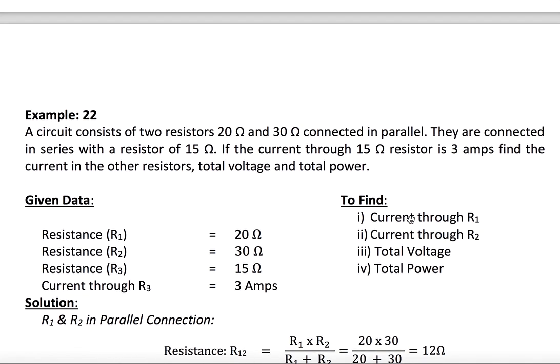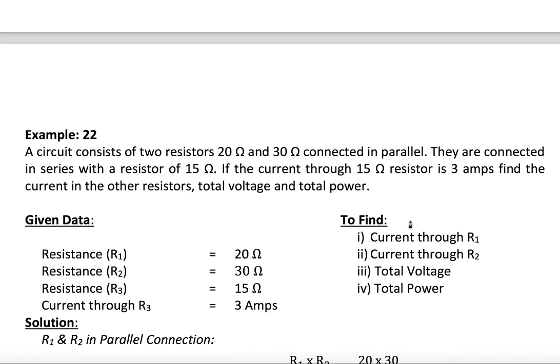A circuit consists of two resistors, 20 ohm and 30 ohm, connected in parallel. They are connected in series with a resistor of 15 ohm. If the current through the 15 ohm resistor is 3 ampere, find the current in the other resistors, total voltage and total power.